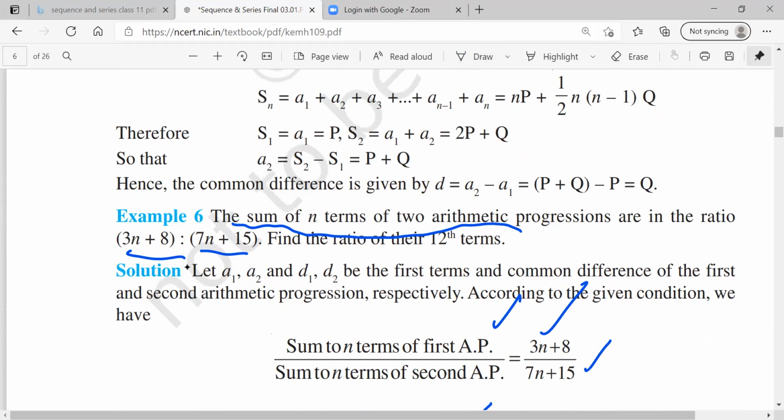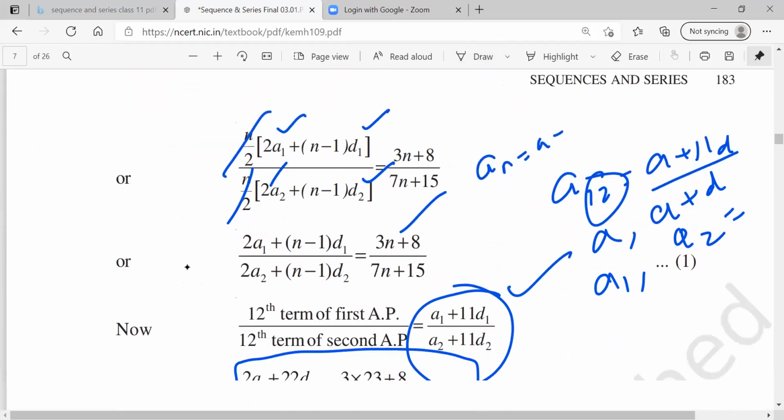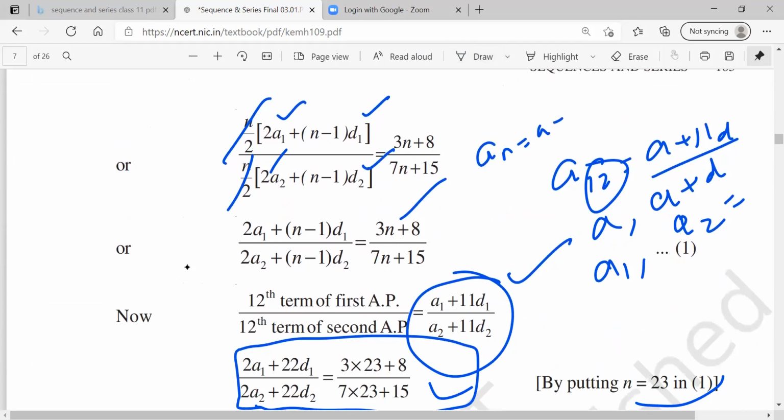Sum of n terms is given. The ratio of 12th terms is what? The 12th term is a plus 11 d1. I'll write it down here: a plus 11 d1, correct. Or a plus 11 d, the general thing. A12 is a plus 11d.